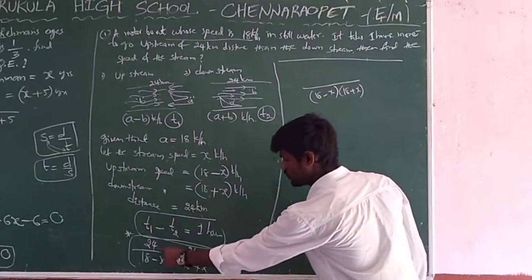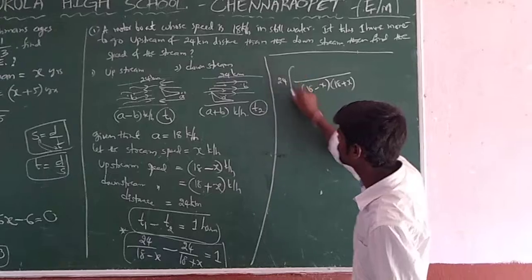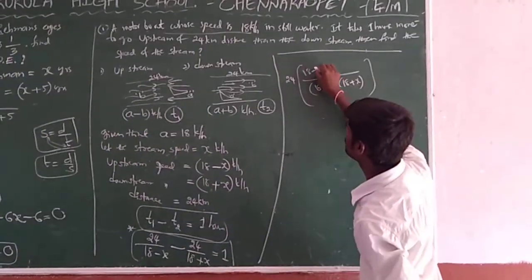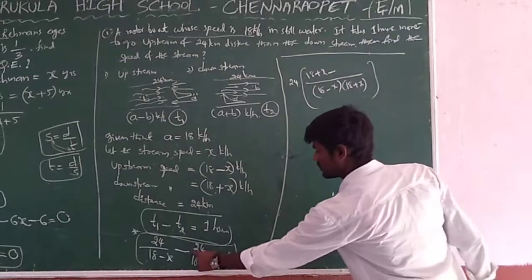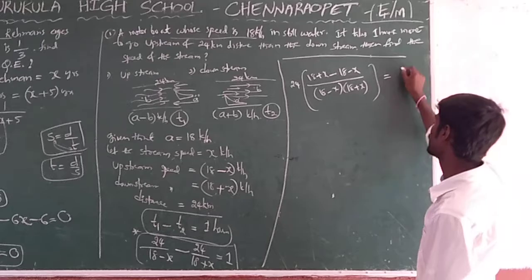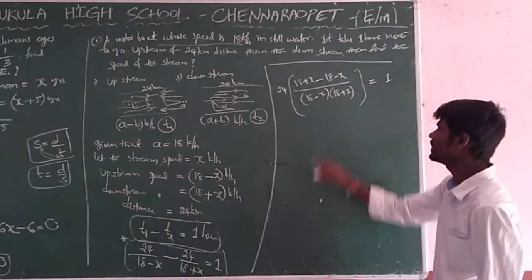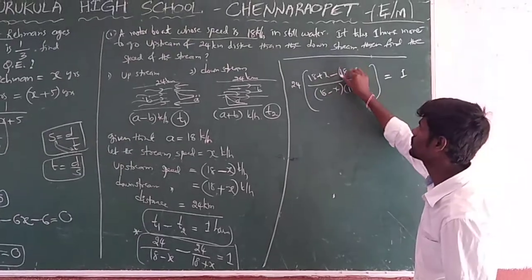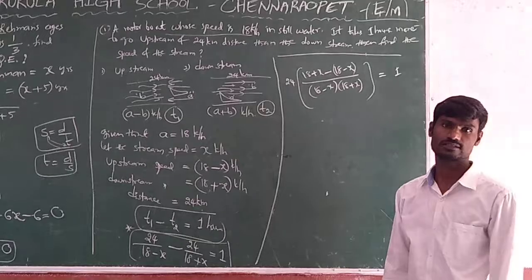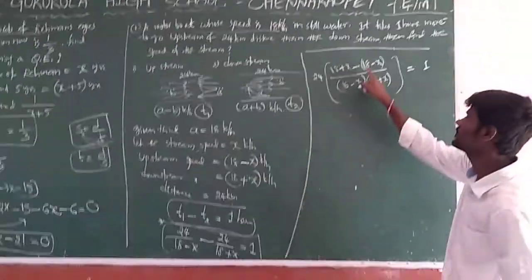Now see, 24 into, if you take 24 common, then what will we get? 18 plus x in this part after taking LCM, and minus, because of this we get 18 minus x here, equals 1. But in this step most of the students make a mistake: in front of this they are not putting the bracket. We must keep it, otherwise we will get a wrong solution, because the minus affects both of these terms.